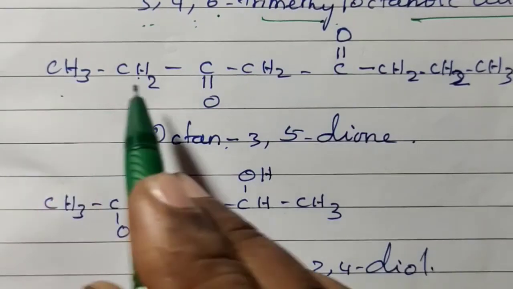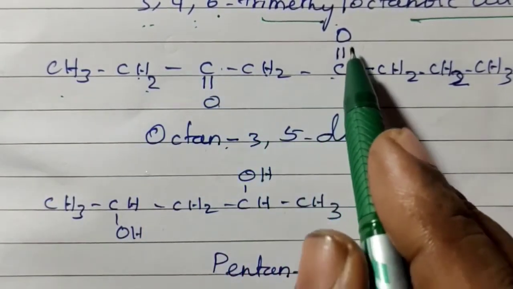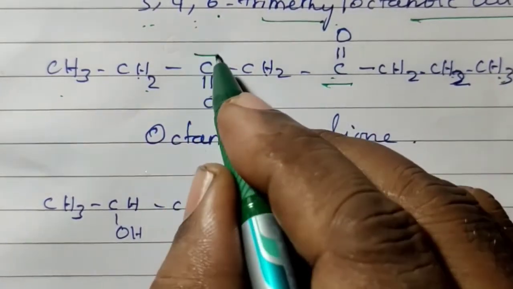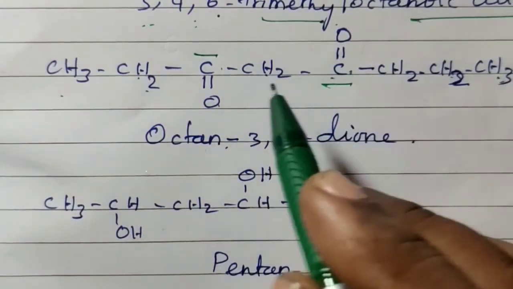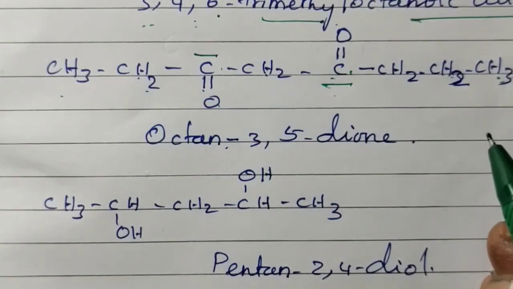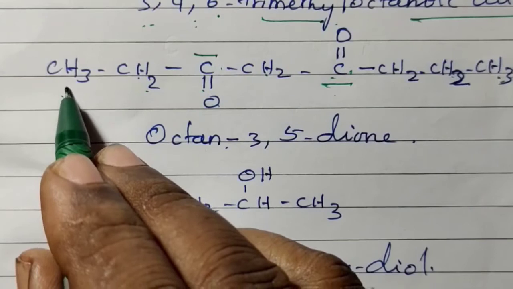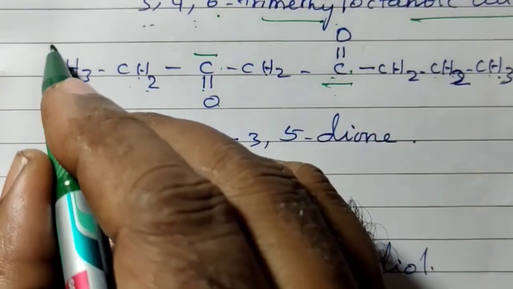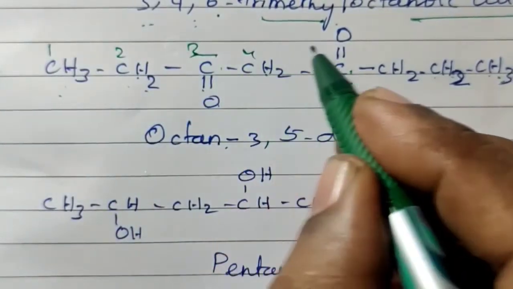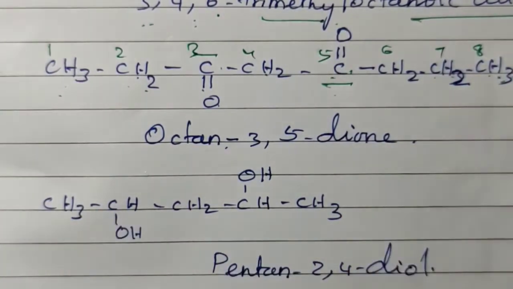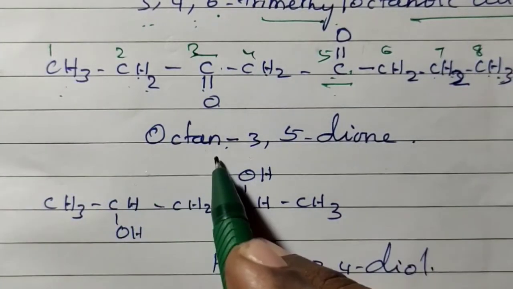Next example: CH3, CH2, C double bond O, CH2, C double bond O, CH2, CH3. That means the functional group is the keto group, but it comes in 2 positions. As usual, this is the longest carbon chain. We have to give numbers to the carbon chain. If you give numbers from this side, 1, 2, 3. If you give numbers from this side, 1, 2, 3, 4. So this is the correct way. 1, 2, 3, 4, 5, 6, 7, 8.